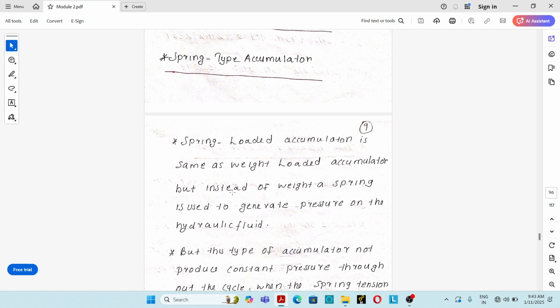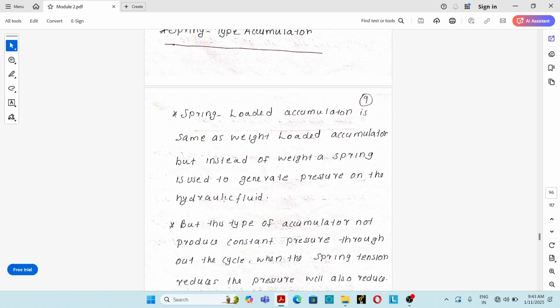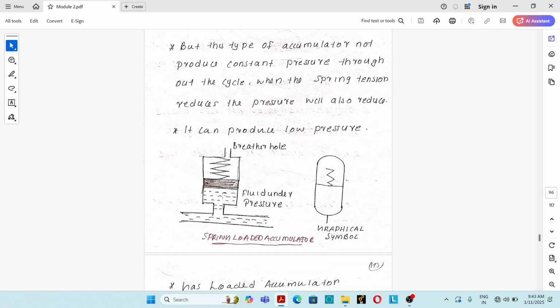The second one is the spring type accumulator. This is the figure of the spring type accumulator. In the spring type accumulator, the energy of the hydraulic oil is stored in the spring as compression of the spring. When the hydraulic oil fills the cylinder, the spring gets compressed and stores the energy. So this is the spring loaded accumulator.